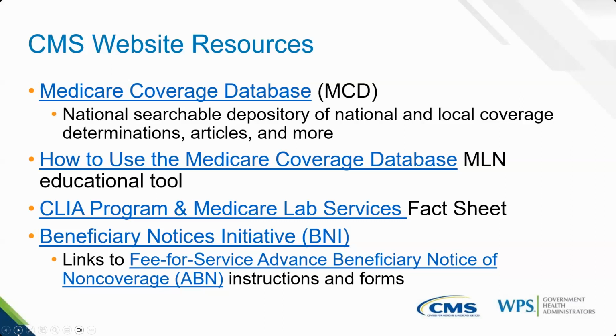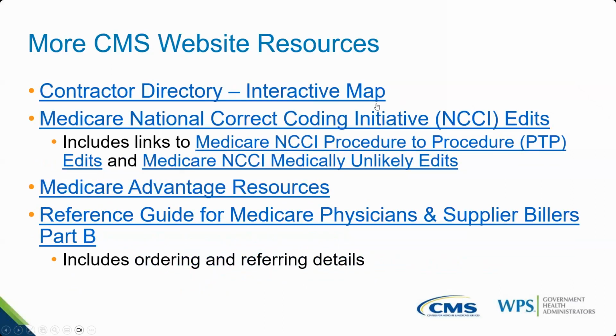Contractor directory is an interactive map that tells you this is where you need to send your claim if your patient is a railroad retiree, or this is where you need to send a claim for hospice. Those were a couple of examples that popped up today, so I wanted you to have access to that. Here are those National Correct Coding Initiative edits, those that you would use to see if your service bundles into another service rendered on the same day. That's the procedure to procedure edit. And for those services that exceed the units of service you can bill in a given day, you'd want to be looking at the Medicare NCCI medically unlikely edits.